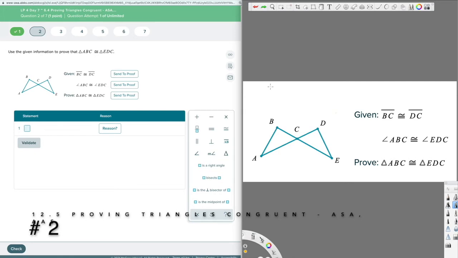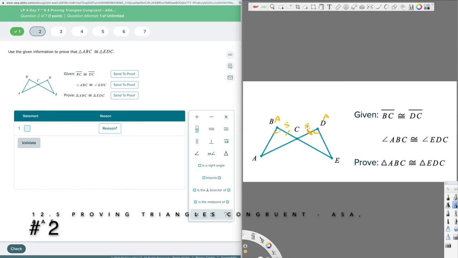So let's go ahead and look at the given information. We have BC is congruent to DC, so we have these two top pieces are congruent to each other. And then they also tell us that angle ABC, so it's the B that I'm going to mark, and angle EDC, so D's in the middle, that's what I'm going to mark. So those two angles are congruent to each other. So just from the given information, I have angle, side, angle, side.